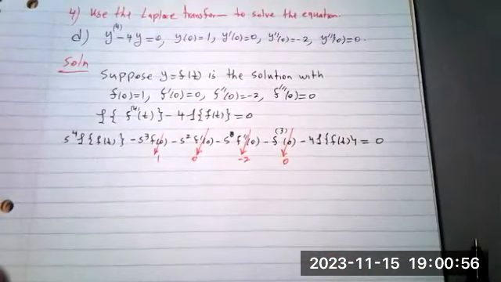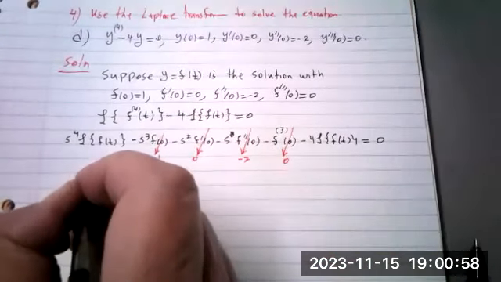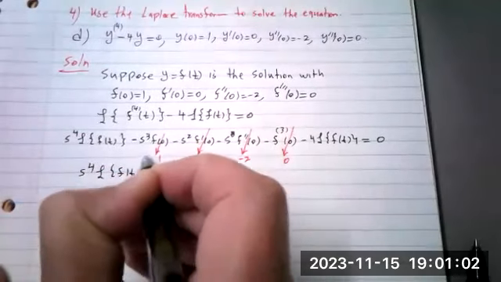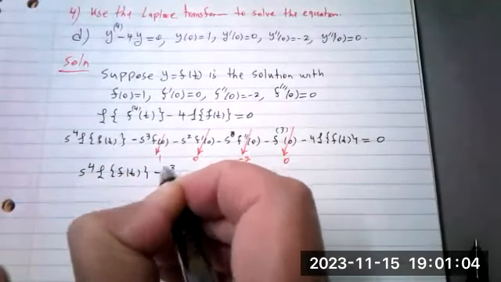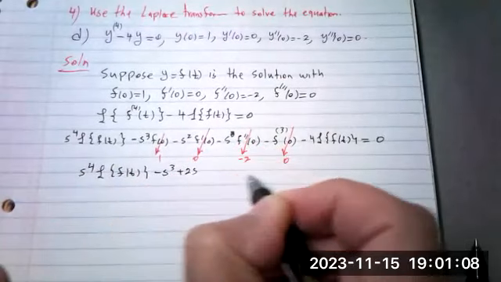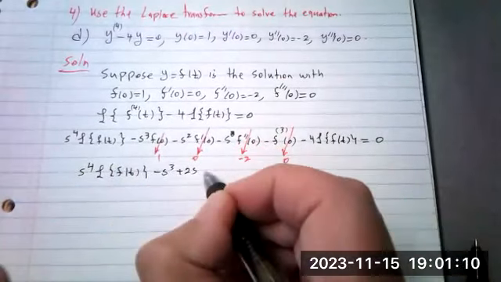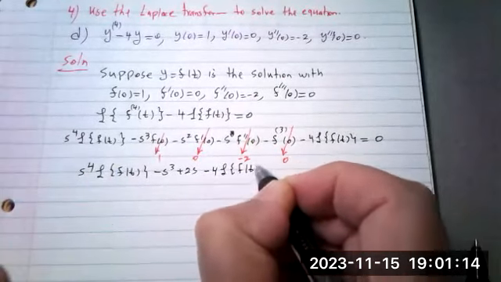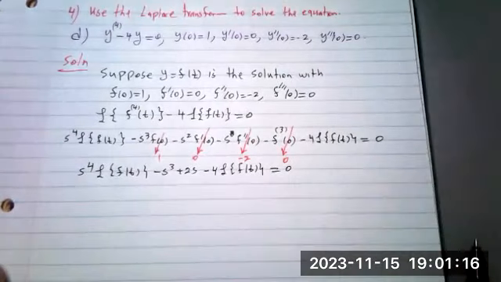Okay, so what's going to be the leftover now? S to the 4th Laplace of f of t, minus s cubed, this will be out. It's going to be plus 2s, okay, this will be out. Minus 4 Laplace of f of t equal to the 0.